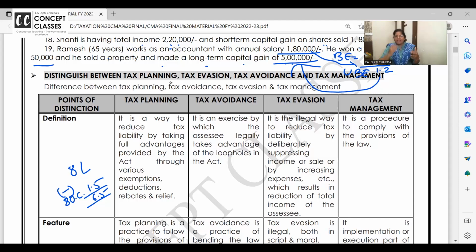Can I shift it? Can I do the share trading in the name of my son? He's studying, doing his graduation, but share trading I can do. So I can get more benefit of the basic exemption. Just examples I'm saying. Tax avoidance is when people try to take the benefit of loopholes and bend the law in their own way.